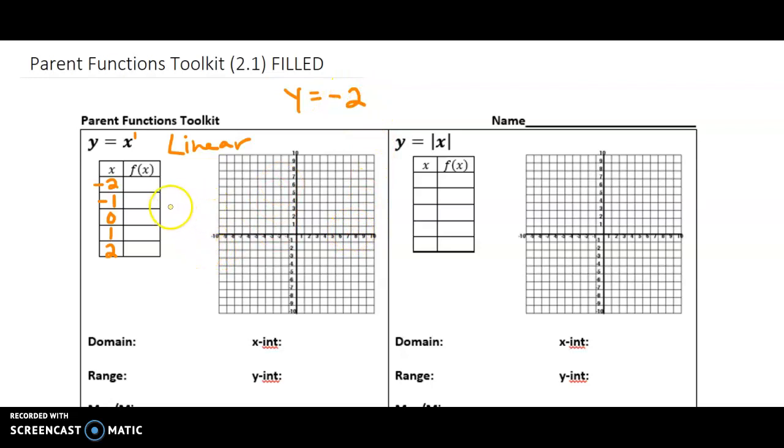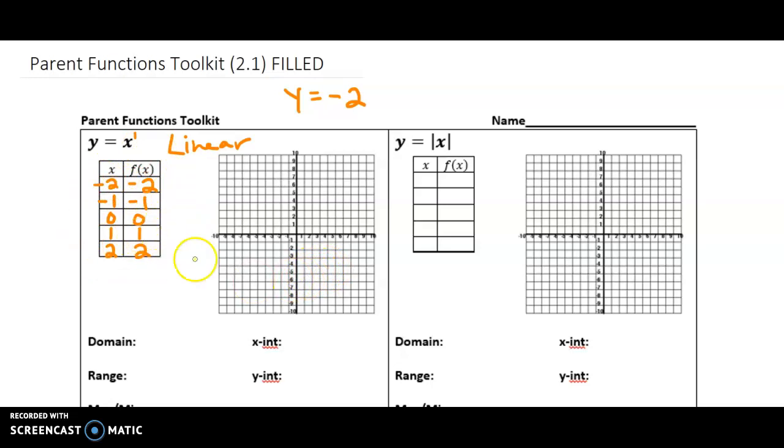And so this is actually really easy for linear functions, and I don't want to spend a ton of time here. But you'll see that, yeah, exactly, right? If we plug in an x of -2, our y is going to be -2. And it's going to be the same thing for each of these x values. Plug in -1 for x, we get -1 for y, 0, 0, 1, 1, 2, 2, etc.